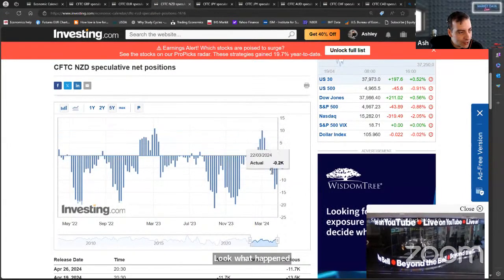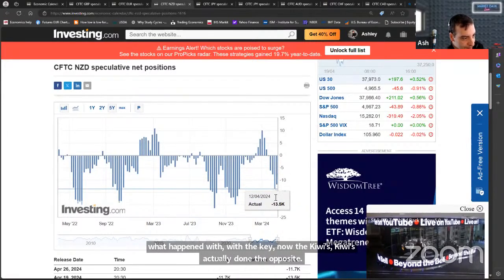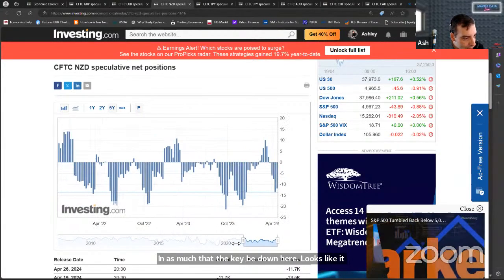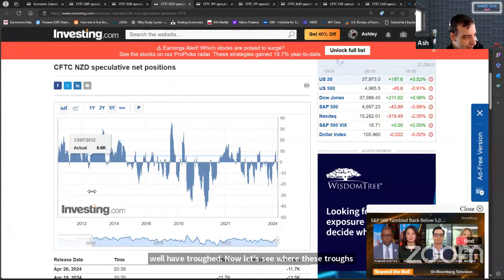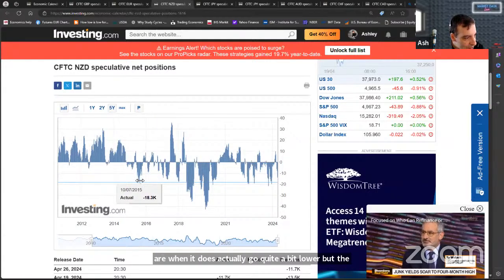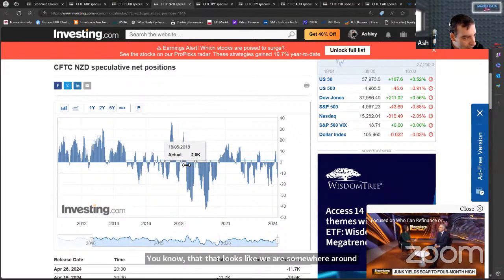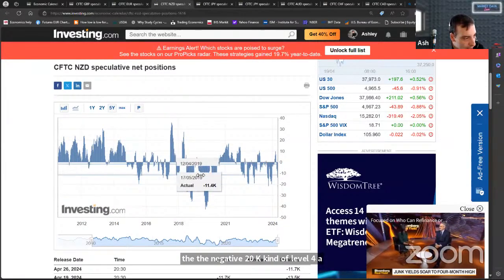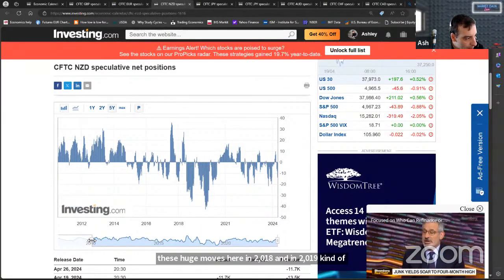Now the Kiwi's actually done the opposite, in as much that the Kiwi down here looks like it may well have troughed. Now let's see where these troughs are. Well, it does actually go quite a bit lower, but the average looks like it's around about this area here. That looks like we are somewhere around the negative 20k level for a trough. We get these huge moves here in 2018 and in 2019, going into COVID, but the general area looks like it's between 10 and 20k negative.